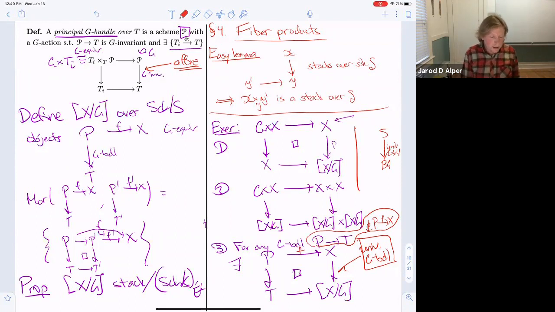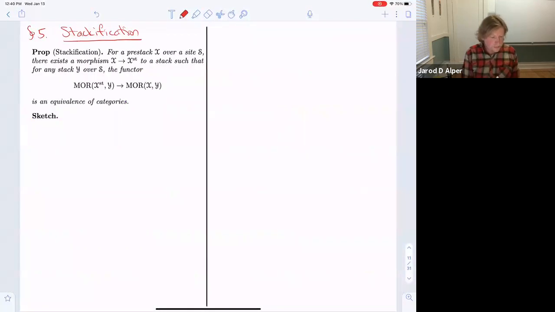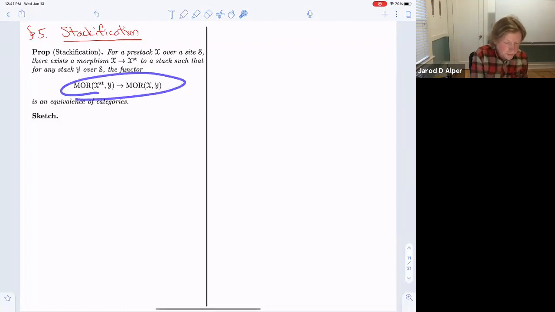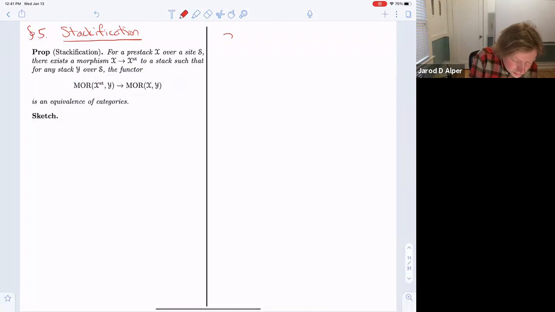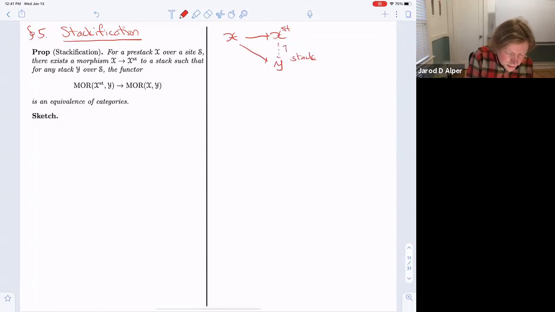And the last thing that I want to say is the analog of sheafification, which I'll cover quickly, and that's stackification. Stackification is the statement that you can take any pre-stack and associate to it a stack that satisfies a universal property. One way to say it is that there's an equivalence of categories. Another way to think of it is that for any pre-stack X, there should be a map to the stackification X^, which satisfies the universal property that for any other map to a stack, there exists a map here.